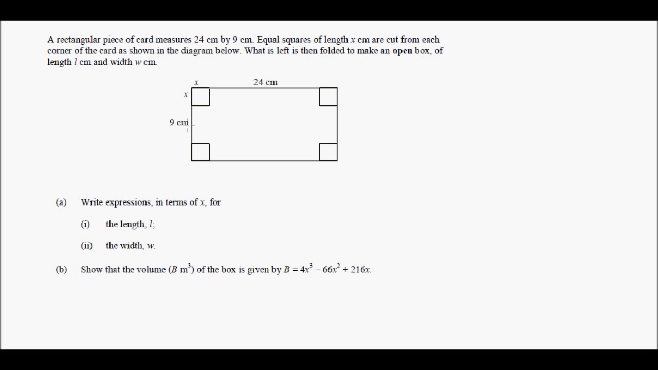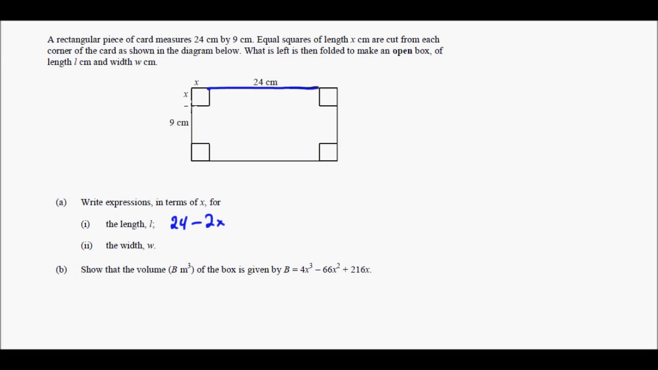Let's call this the length and this the width. This whole thing is 24. What we're concerned about is this part right here. It's 24, and what are you taking out of it? An x and an x. So what I would put here is 24 minus 2x.